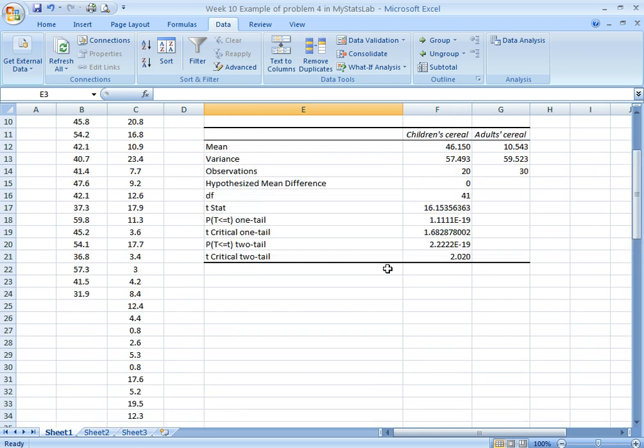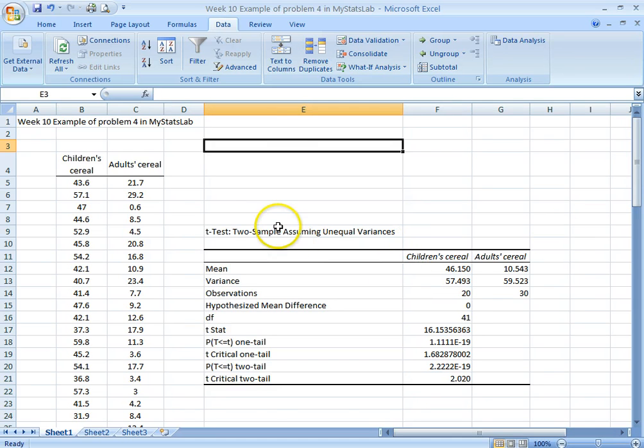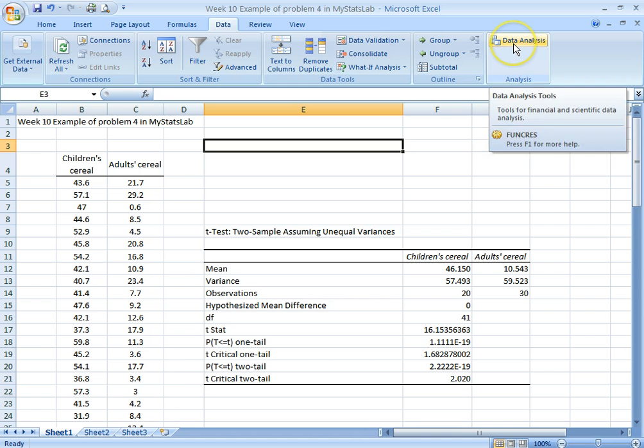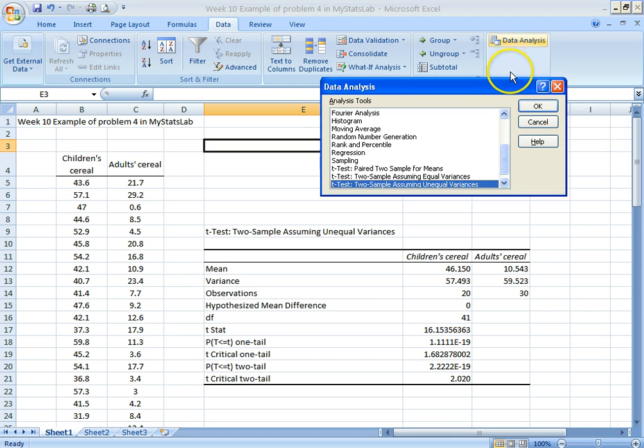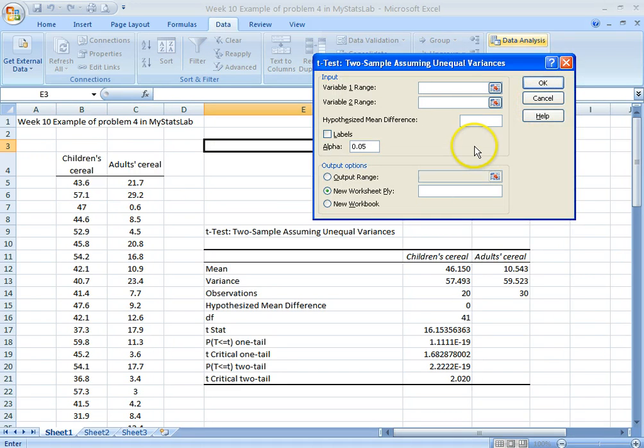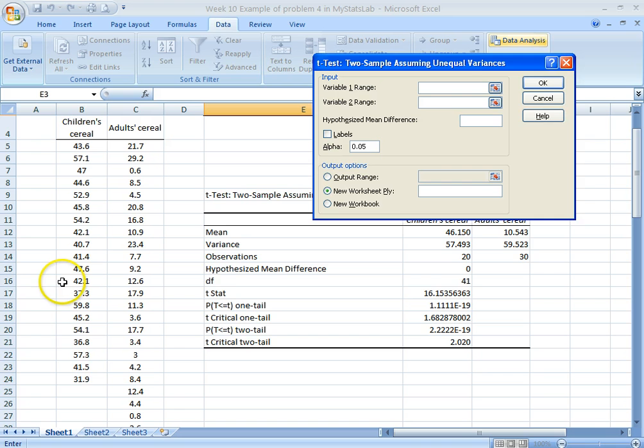Well, let's go back and look at this box I have up here that's showing the results from our Excel analysis. The way I got this information here, we go to Data and click on Data Analysis, and you will see here we have a t-test, 2-sample assuming unequal variances. This is what we're going to use. From here we can click on OK, and you'll see it asks you to input variable range 1, so I can click children's cereal all the way down, to get the data for that cell.